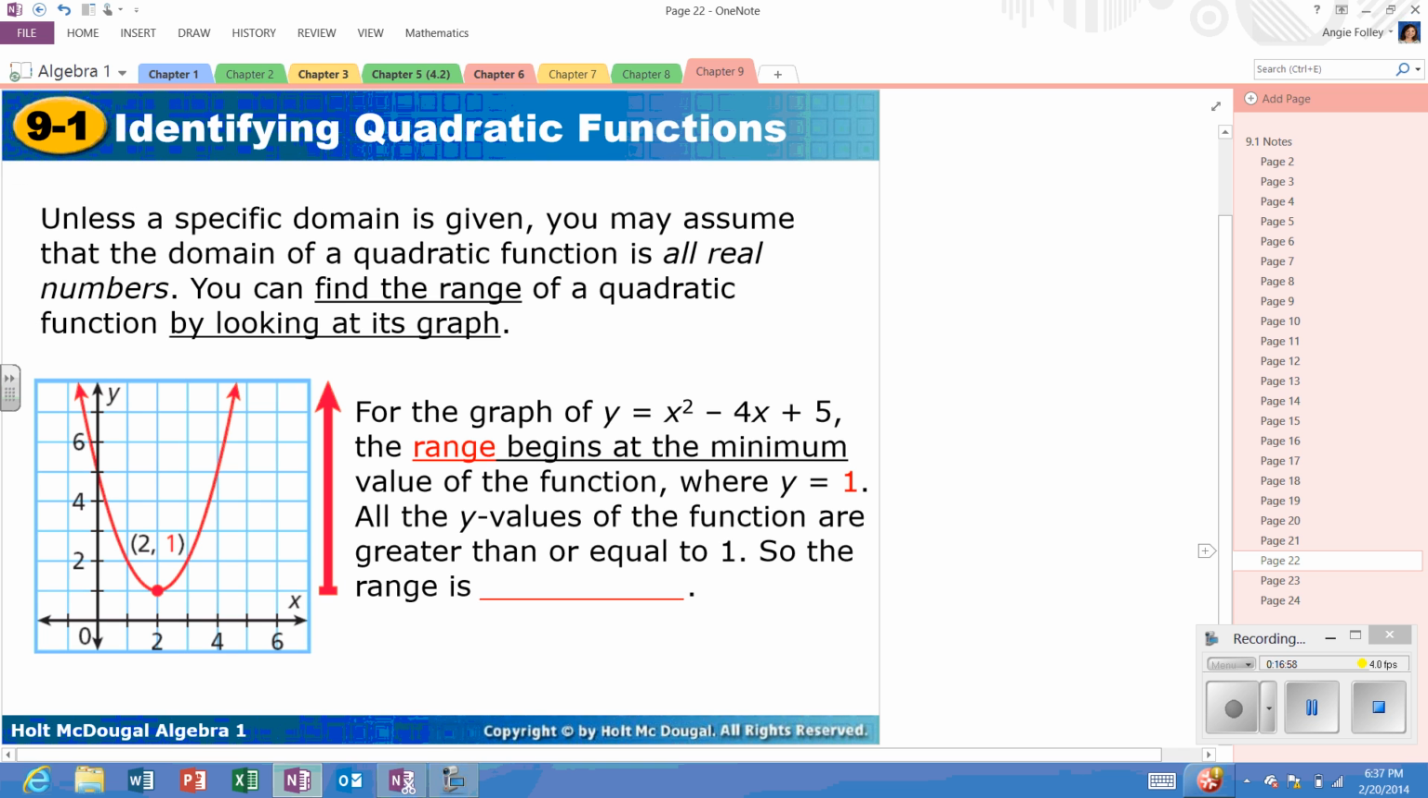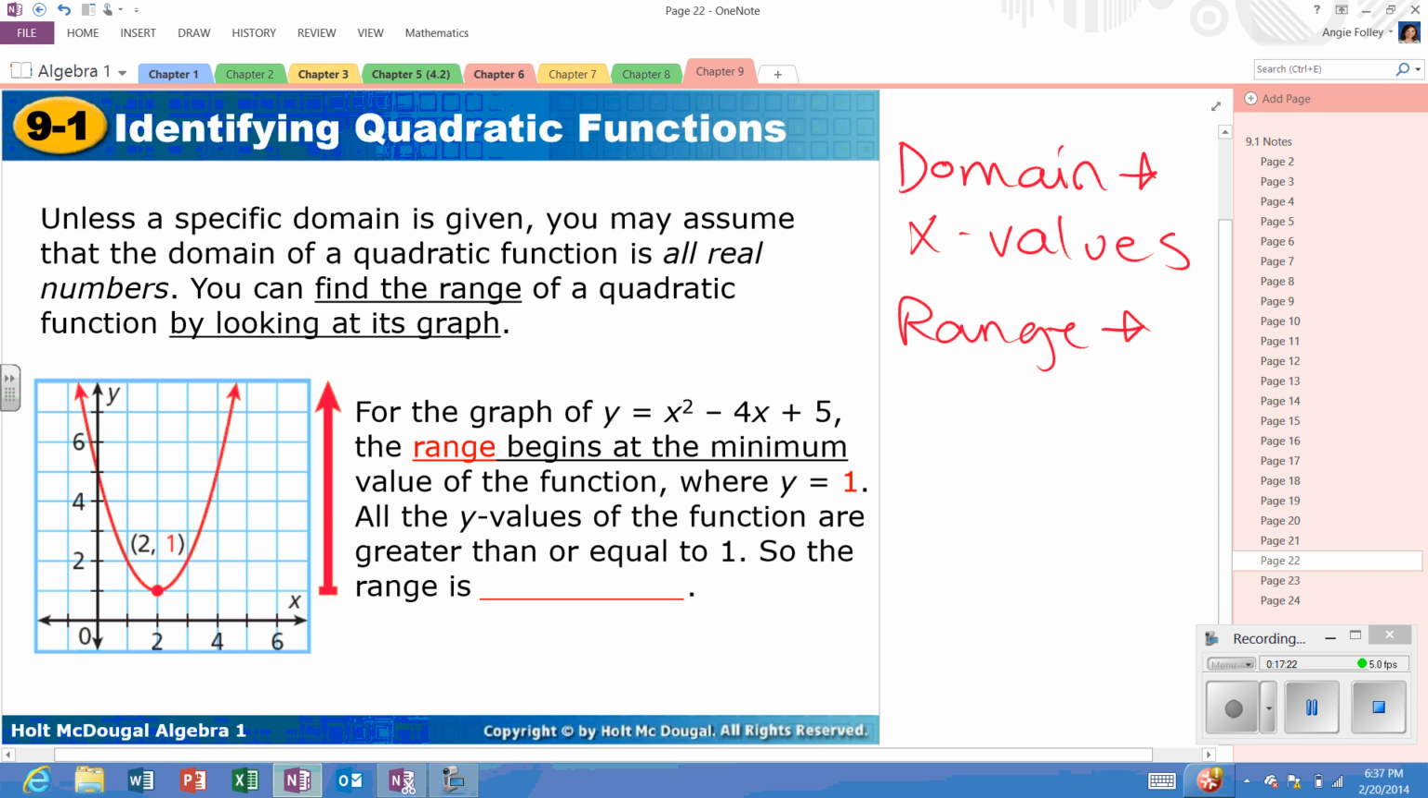Unless a specific domain is given, you may assume that the domain of a quadratic is all real numbers. So remember that the domain, we did this a few chapters ago, is your x values. It's another word for the x values of the function. You can find the range by looking at the graph as well. Just remember the range are the y values.